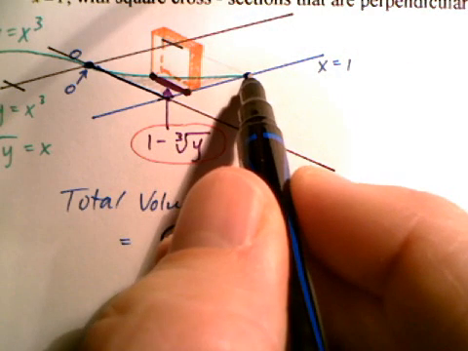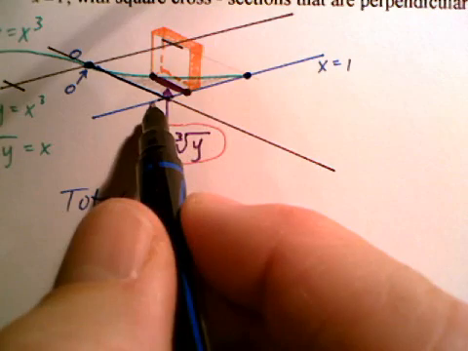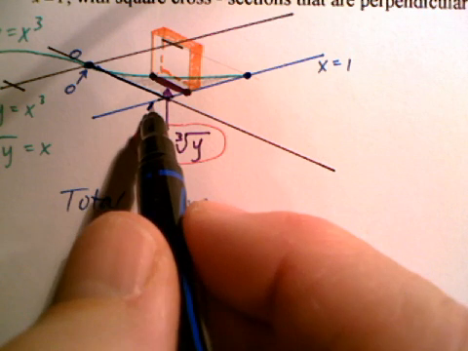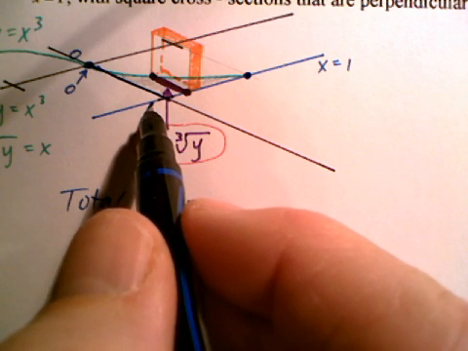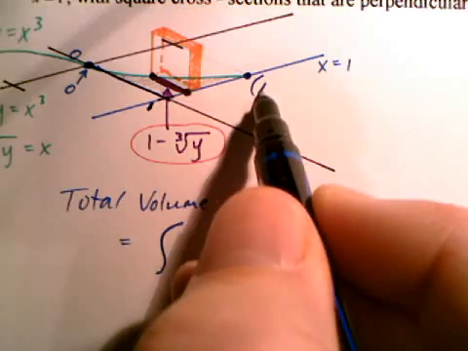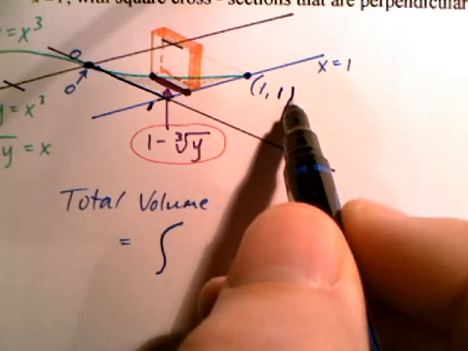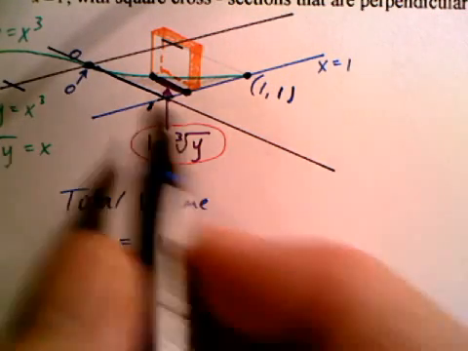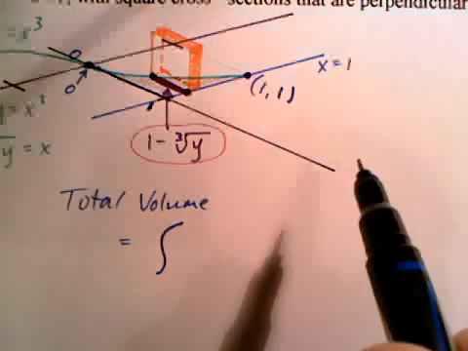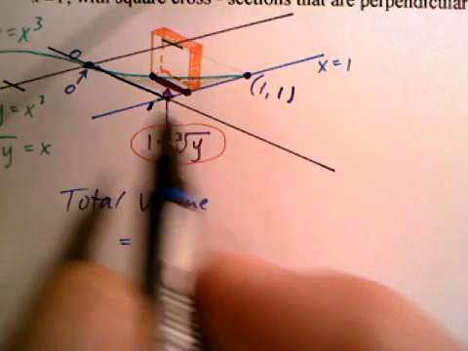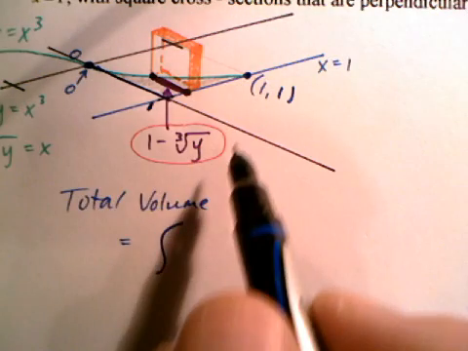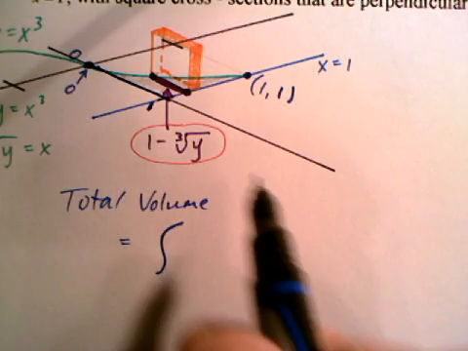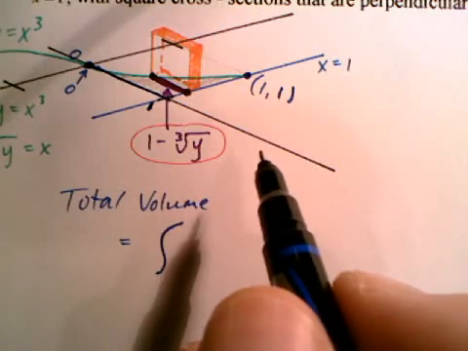Now, when do we get to the highest point? Well, we know that x is 1, but what would y be? Well, y would also be 1. So we have the point 1, 1, and you really can't go wrong here by integrating from 0 to 1, because you either integrate from 0 to 1 in the x direction, or you integrate from 0 to 1 in the y direction.